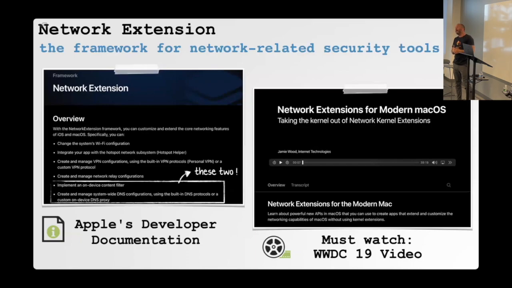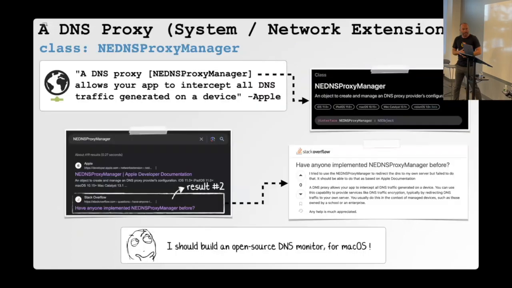The way you build a DNS monitor, or any network monitor, on macOS is by using the Network Extension framework. I did knock on Apple a little bit earlier, but the Network Extension framework now is pretty solid and well documented, which is really nice. If you read the documentation, you can see it allows you to do all sorts of really cool things, including monitoring DNS activity by something they refer to as a DNS proxy. There's also a WWDC video that describes it in detail. Highly recommend looking at that as well.